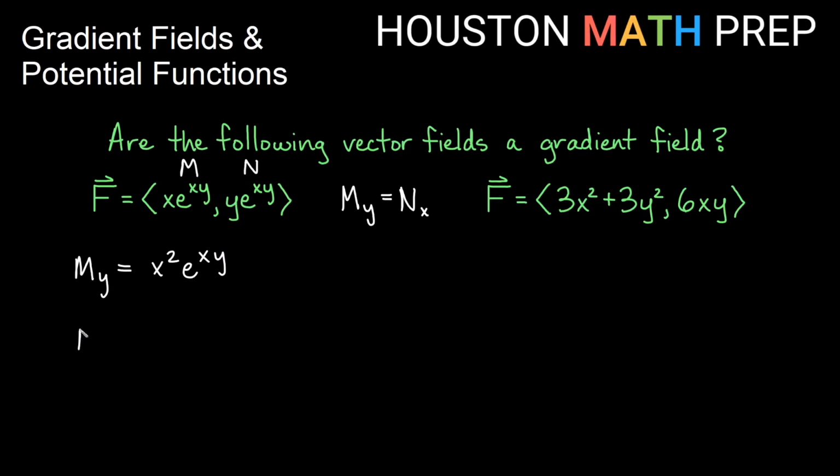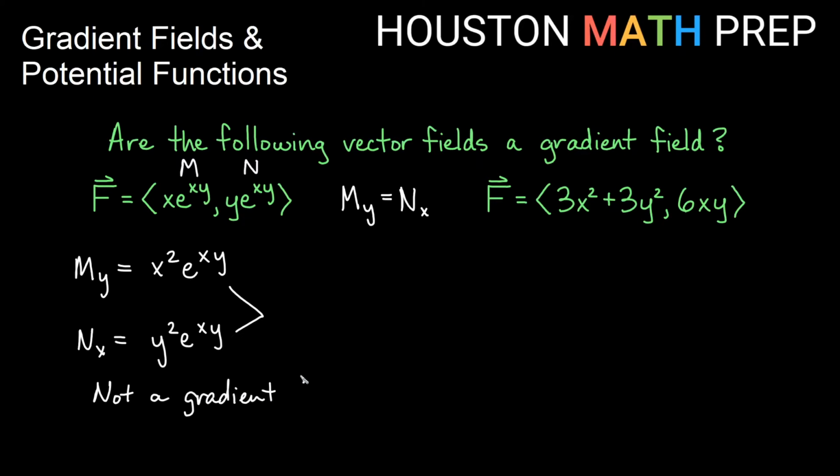If I look at the partial derivative of n with respect to x, so now looking at y e to the xy, treating x as a variable and y as a constant, so I have a constant multiple here and also a constant multiple inside the exponential. When I take the derivative with respect to x, the chain rule is going to get me a y that comes out, and so I actually get y squared e to the xy. Now, since these are not the same, then we would say that this is not a gradient field, right? So not a gradient field.